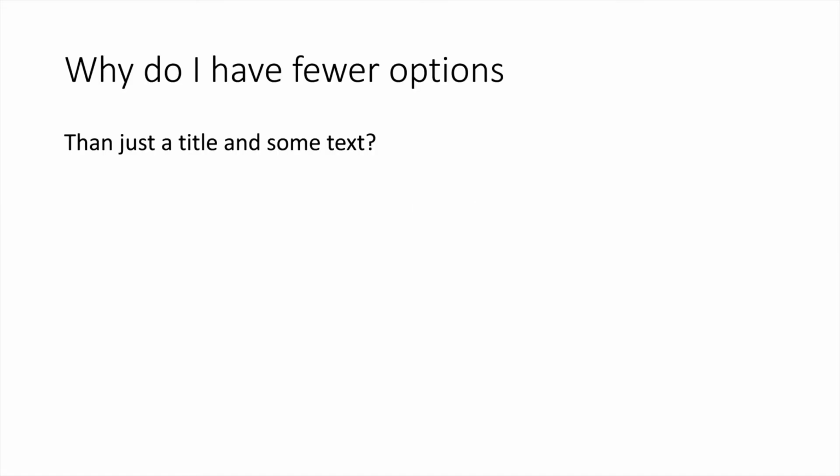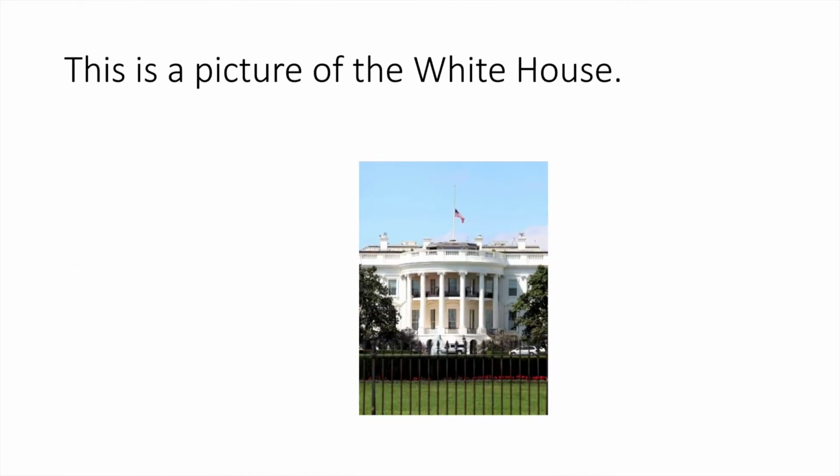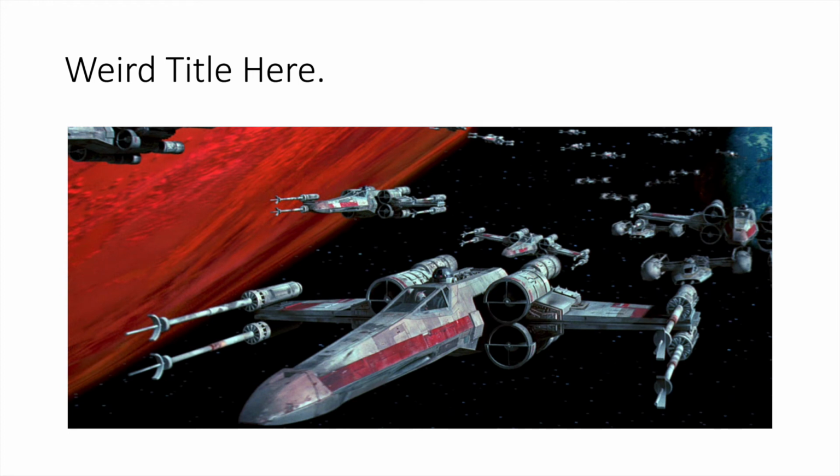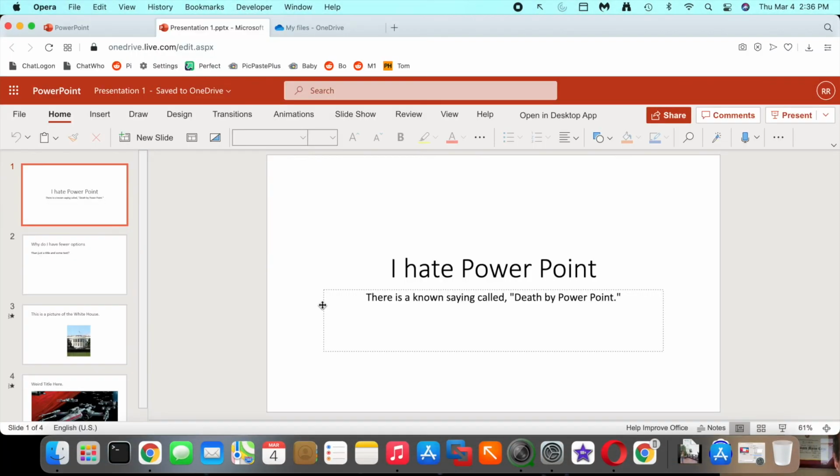Now imagine that all these slides are going on a screen in front of an audience that you're giving a talk to. So why do I have fewer options than just a title and some text? Well, I don't. Let's hit the space bar. I put a picture of the White House in there. I have that option. Hit the space bar. There is a picture of the Battle of Yavin, which is possibly my favorite picture of all time. Hit it again, end of slideshow, click to exit.